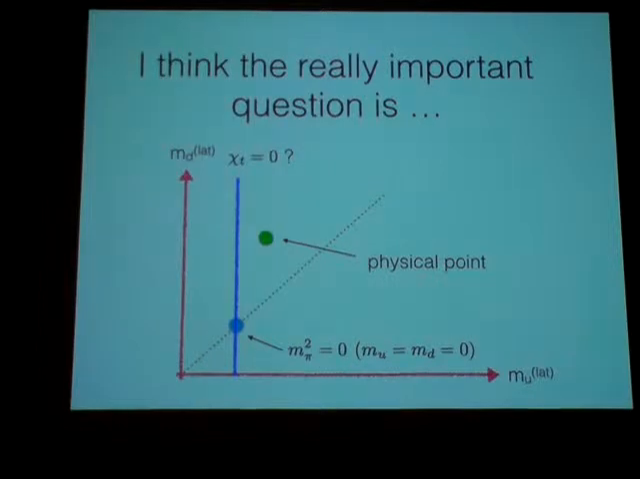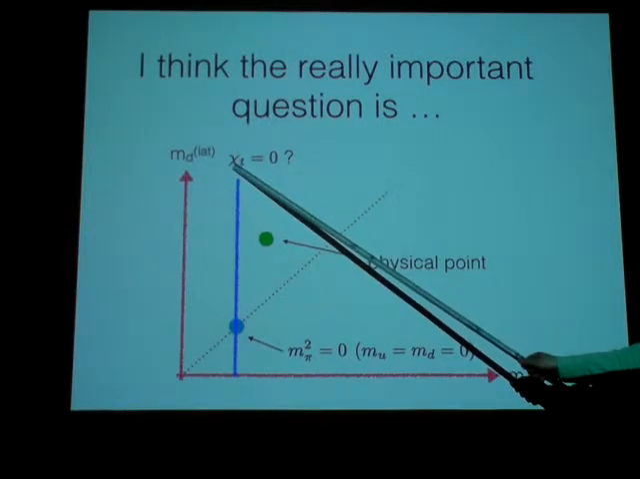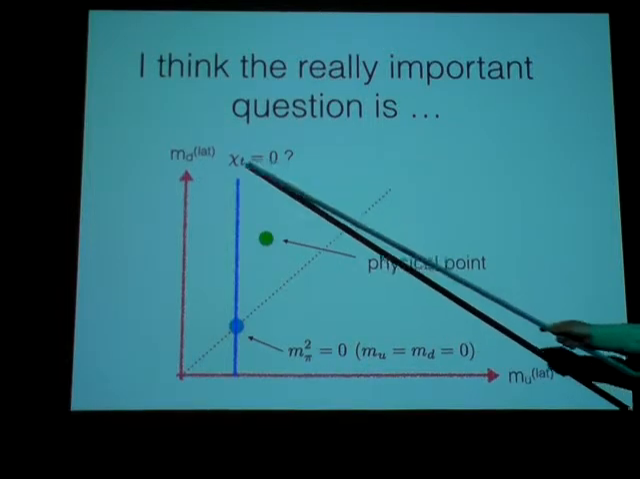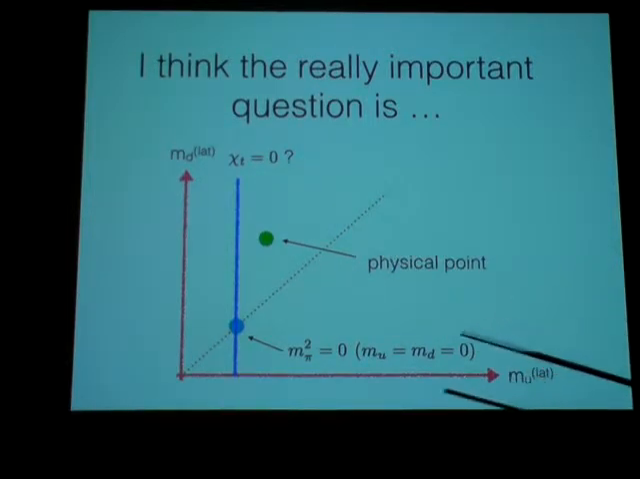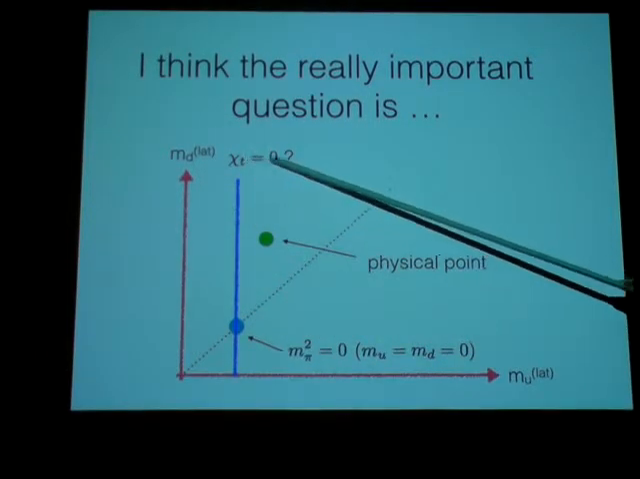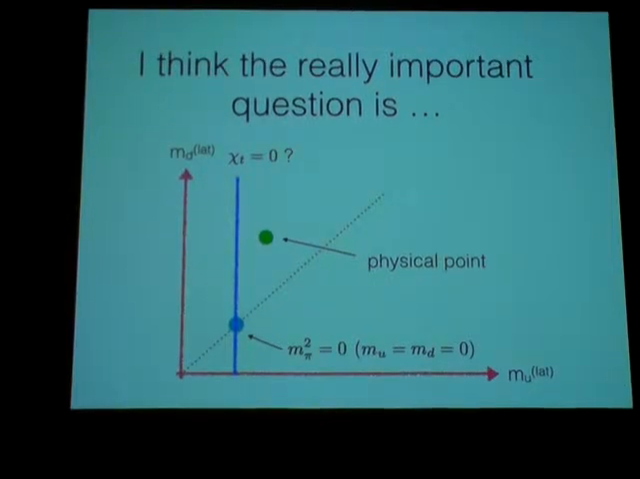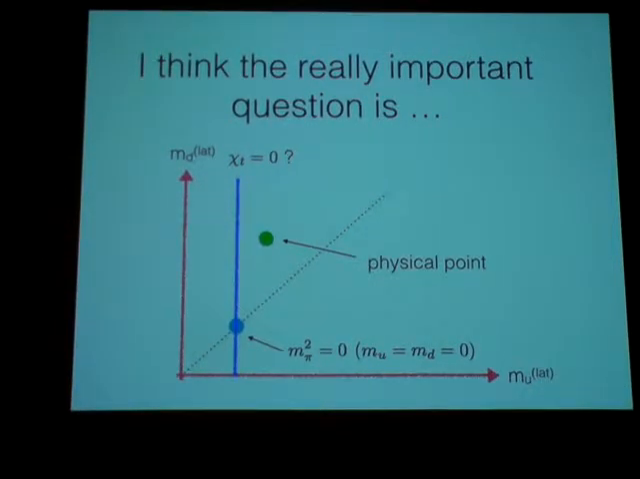But the real question we are interested in is whether chi_t is zero or not. This is a physical quantity again, so we can actually measure it. So the question is, if the chi_t = 0 line defines the up quark mass equal to zero line, right? Because when the up quark mass is zero, chi_t is zero. That's the physical statement, and that should be the definition of the massless quark mass.